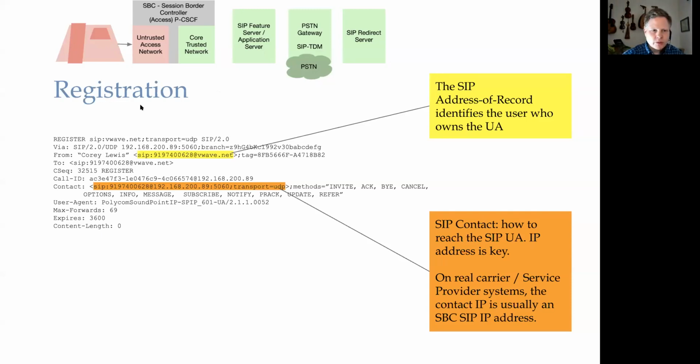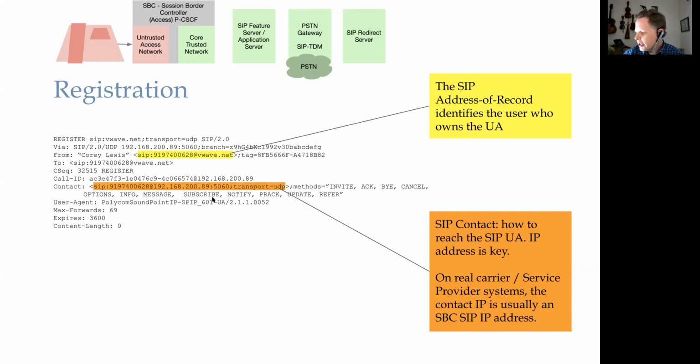So we have the SIP register message occurring here, where we have the from header and the to header. They both have the same SIP address of record. And so that SIP address of record is really fundamental to identifying the user. In this case, it's SIP 919-740-0628 at vwave.net. And we've got that same value in both the from and the to header.